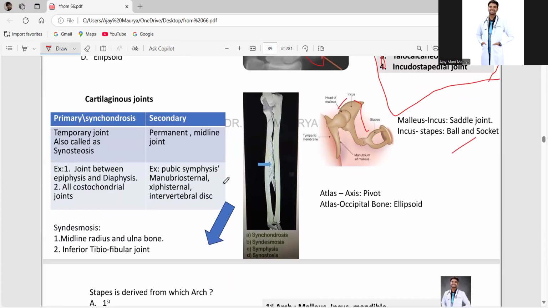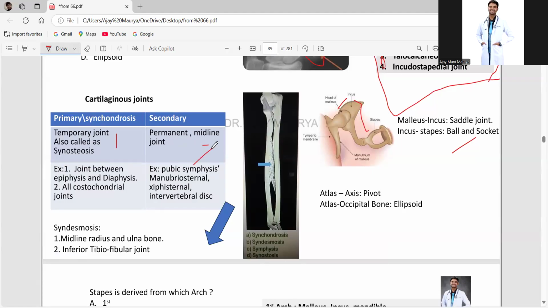Remember here, we have two types of cartilaginous joint: primary and secondary. Primary is also called synchondrosis. Synchondrosis is a temporary joint; later it becomes permanent. The secondary is the permanent joint. These are all examples of midline joints.